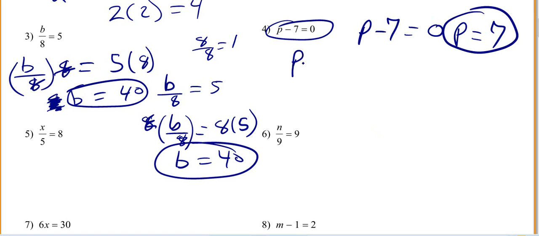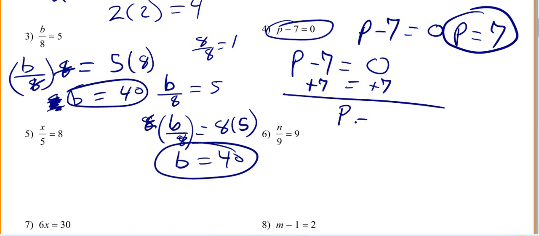But they're not always going to be that easy, so let's just do the algebra steps here. Well, what are we doing with this p? Well, we're taking 7 away from it, right? So the inverse operation of subtraction is addition, so that's why we're going to add 7. If you add 7 on this side of the equal sign, you've got to add it over here. So we've got p is equal to 7.